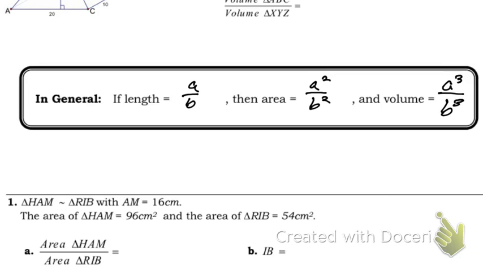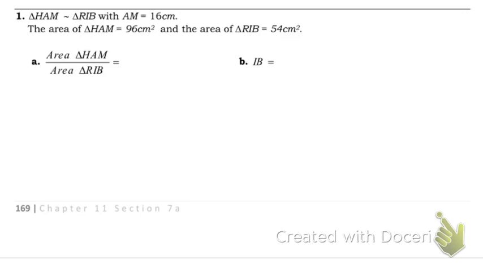All right, that first problem says that we have a triangle HAM and RIB, sounds delicious, with AM equaling 16 centimeters. It also says the area of HAM is 96 centimeters squared, and the area of RIB is 54 centimeters squared. So what they gave us is a side and the area. How much room did I leave us for this one? Oh, I gave us enough. So the area of HAM equals 96 centimeters squared, and RIB is 54 centimeters squared.